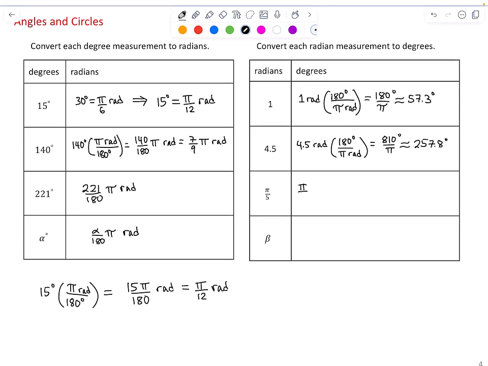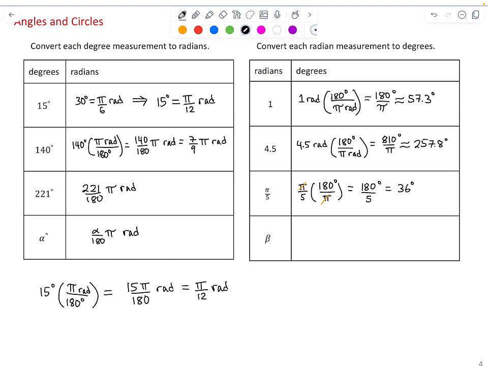Continuing this, pi fifths radians. I'm going to leave the unit of radian off, so I'll just say pi fifths times 180 degrees divided by pi. Again, leave off the rad, they will cancel. Notice the pi's also cancel, so we get 180 degrees divided by 5, which is 36 degrees. This calculation makes sense because if pi is 180 degrees, then pi fifths will be 1/5 of 180 degrees.